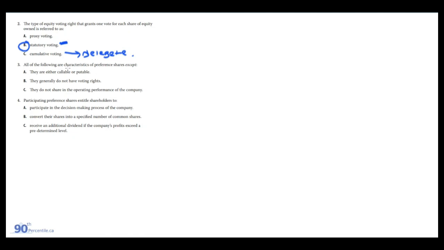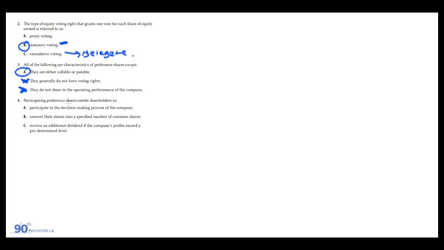Next one, all of the following are characteristics of preference or preferred shares, except they are either callable or puttable. Yeah, this isn't true. They don't have to be callable or puttable. They don't have to have any options attached to them. They could just be normal preferred shares. But we can go down the list, and these are going to be true about preferred shares. They generally do not have voting rights. This is true. And they do not share in the operating performance of the company. This is true as well. They're kind of a mix of an equity and a debt instrument.